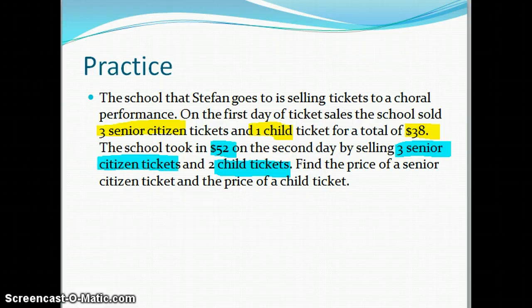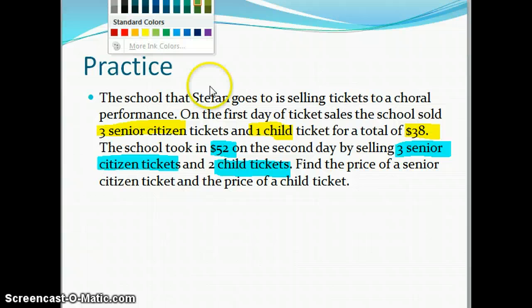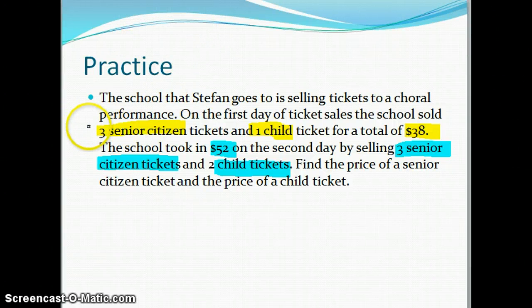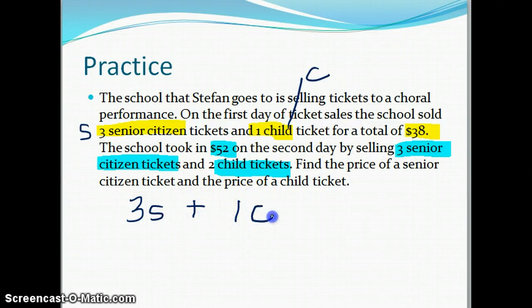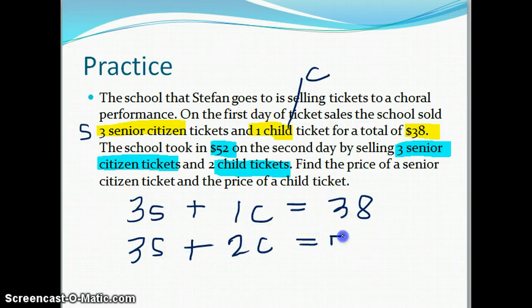So right away you can start thinking, hey, I have these equations. I'm going to start connecting this information. I'm going to use some variables here. I'm going to put an S for senior citizen, and I'm going to put a C for child. So if I have 3 times S, that's 3 senior citizen tickets, plus 1 children's tickets, that costs $38. I also have 3 senior citizen tickets, plus 2 children's tickets, and that now equals $52.